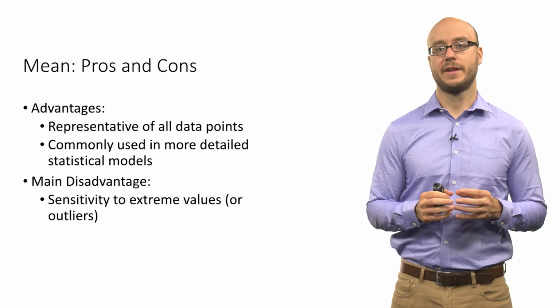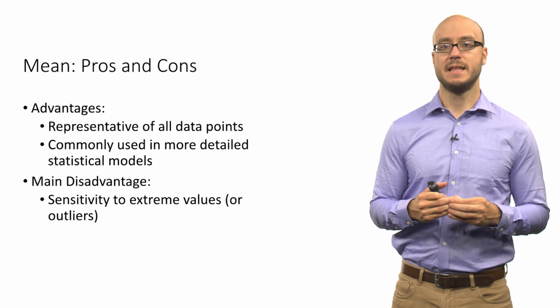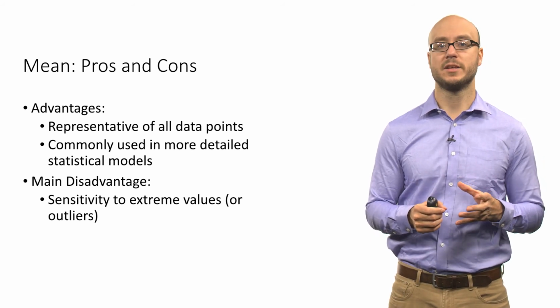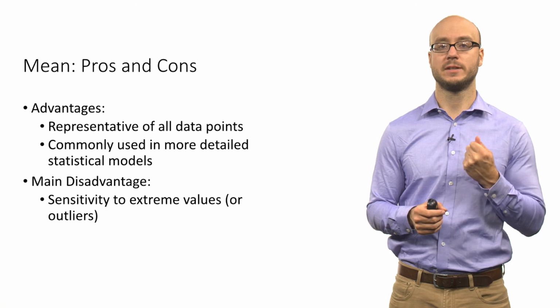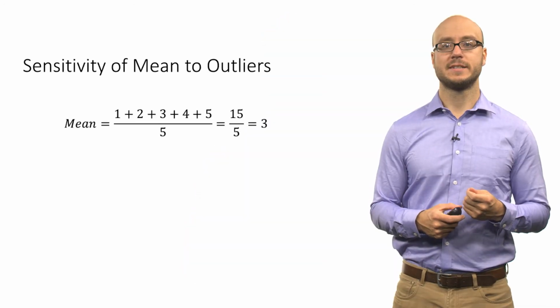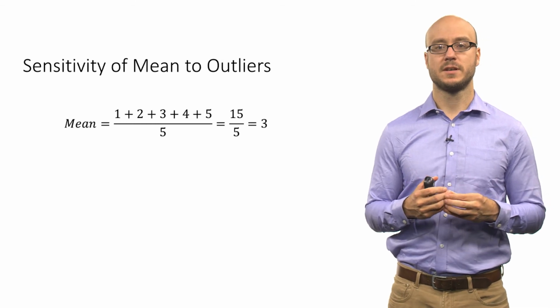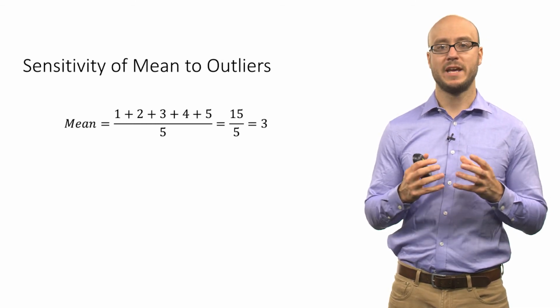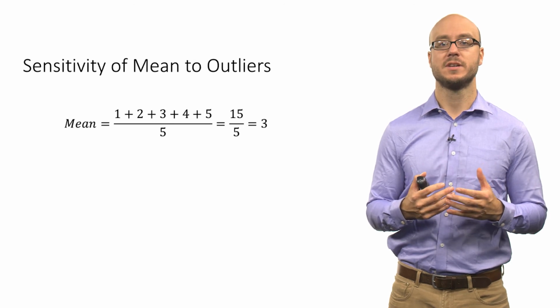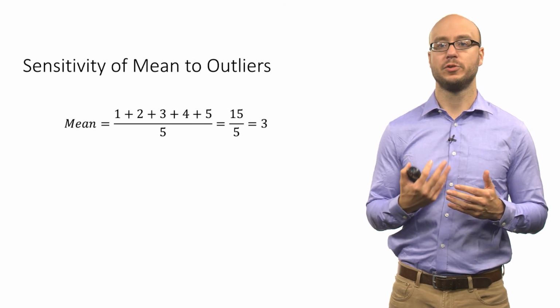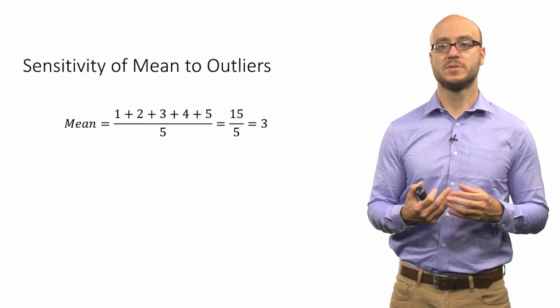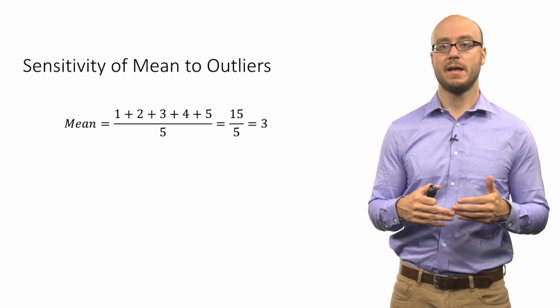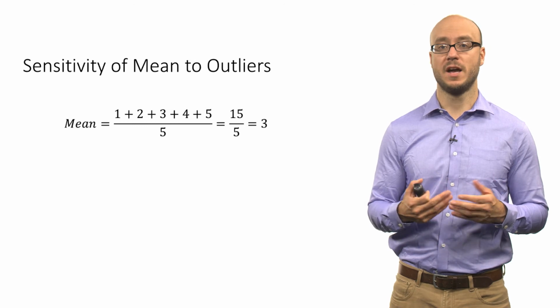There are a few disadvantages. The main disadvantage of the mean is that it is sensitive to extreme values. Extreme values in statistics are also called outliers. Another way to put it is that the mean is not robust to extreme values. So let's look at an example of this. In this first calculation, we have a set of observations of 1, 2, 3, 4, and 5. So we have 5 observations, and we divide by n, which is 5, because you have 5 different data points.